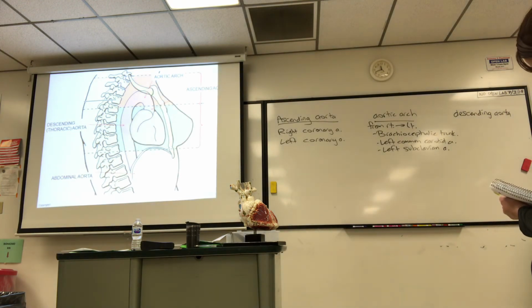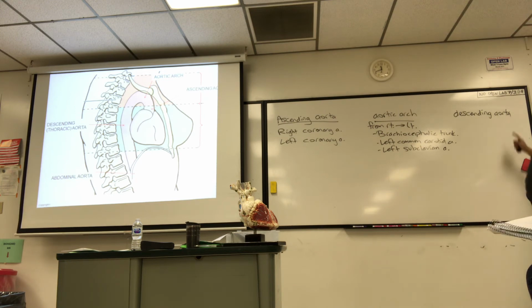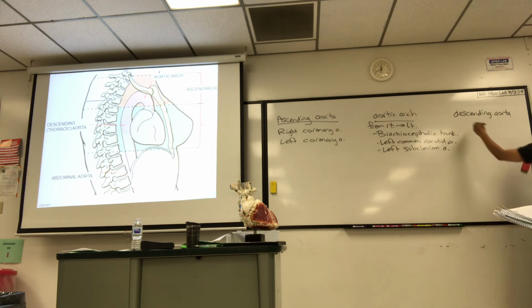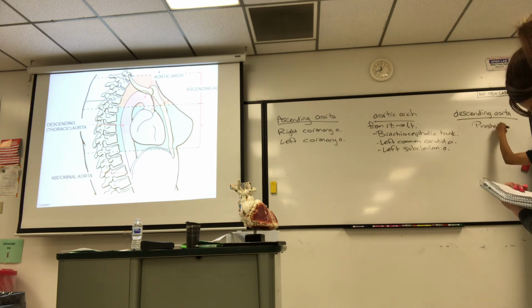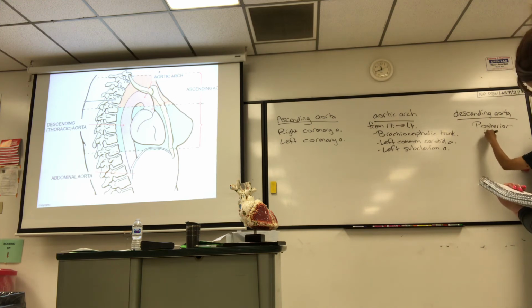For the descending aorta, as it descends, it's passing by all the ribs, the pairs of ribs. So there are paired posterior intercostal arteries that come off the descending aorta.